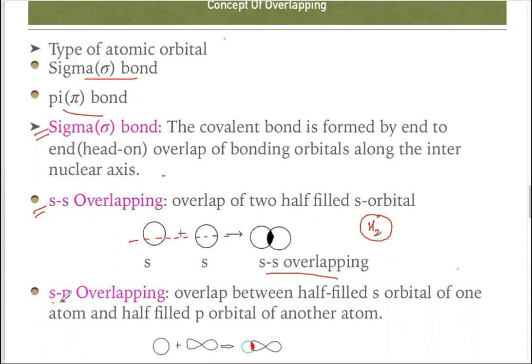Next one is SP overlapping. That means overlapping between half-filled S orbital of one atom and half-filled P orbital of another atom. So what is the meaning? Meaning is one S overlaps with another P, and that overlapping should be axial. So this is the axial overlapping. Whenever there is axial overlapping, that will form the sigma bond. So you can take the example of HF, the example of SP overlapping.